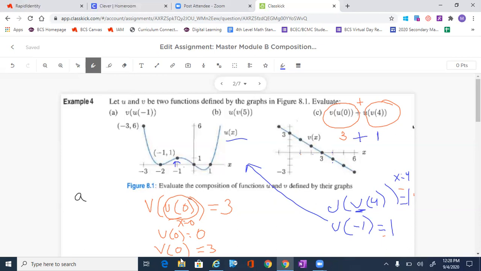Now I've got to add them together. 3 plus 1 is 4. That is your final solution to that part.